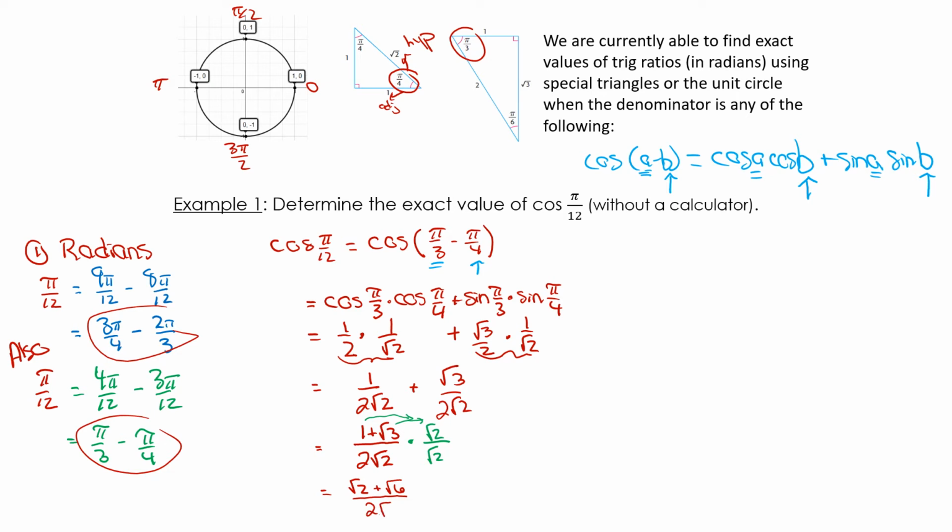I'll fix that up in a second. Root 4. That is, I'm going to have to write it beside here. That is root 2 plus root 6 over 2 times 2, which will be a 4, because the square root of 4 is 2. So there's our answer.